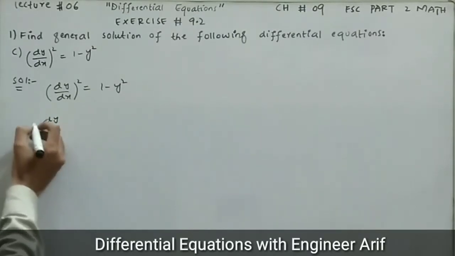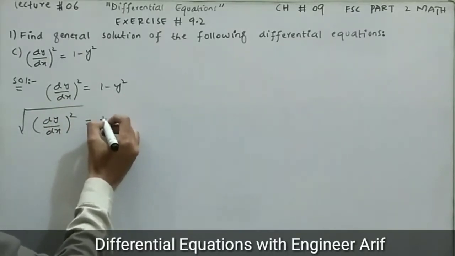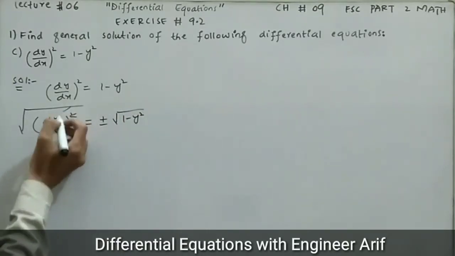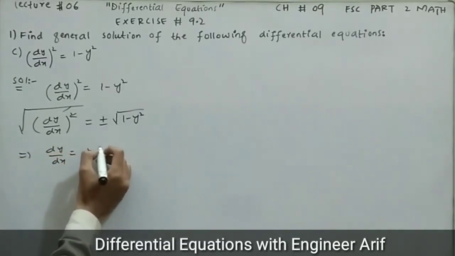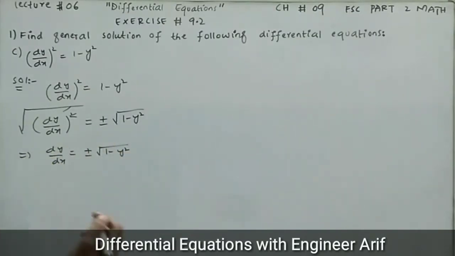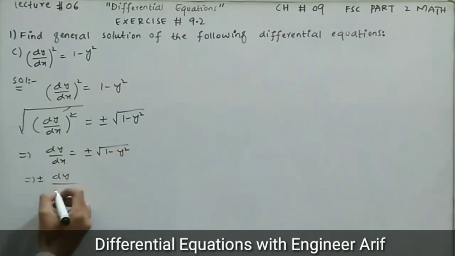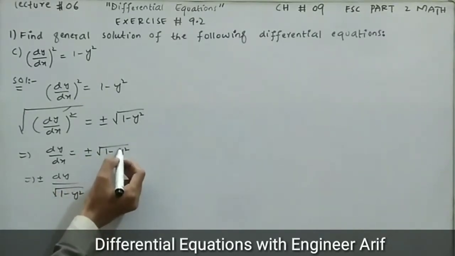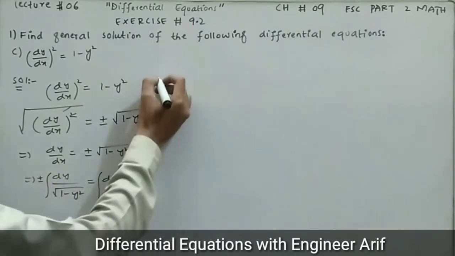So (dy by dx) whole square, taking the whole under the root, is equal to, also taking under the root on the right hand side, plus minus square root of 1 minus y square. So square and under root cancel out with each other. We are left with dy over dx is equal to plus minus under root of 1 minus y square. Shift the plus minus square root of 1 minus y square to this side using the separable differential equation method. So it becomes dy, plus minus, it will move to the denominator on the left hand side, because over here it is in multiplication. So plus minus square root of 1 minus y square, and shift dx to the right hand side and take the integral on both sides.